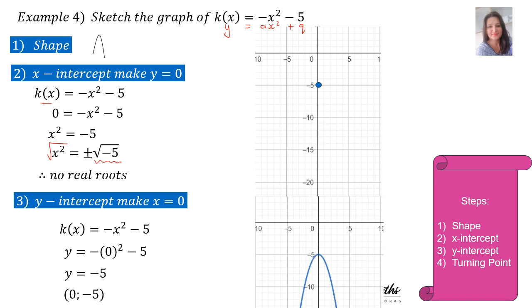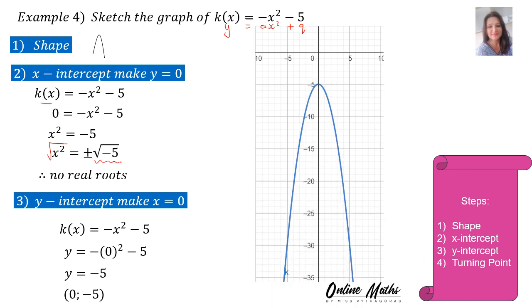And we know the shape of the graph was concave down. And there's your graph. And then this is the y-axis, this is the x-axis with no x-intercepts, and there's the turning point (0, negative 5), and the name of the graph is k of x. And this one, you can also say, has a maximum turning point at minus 5.